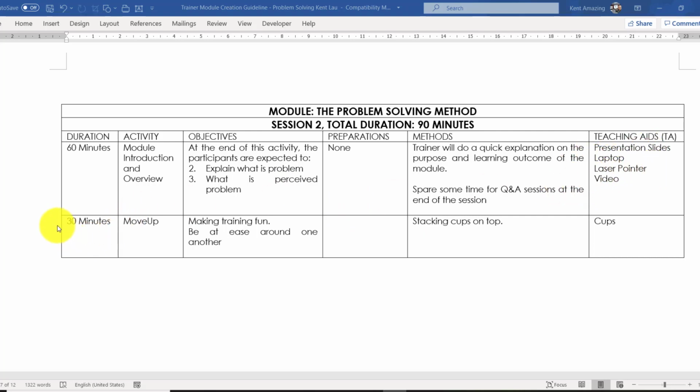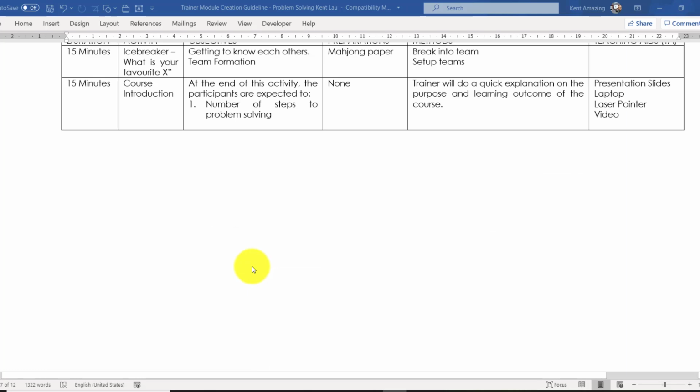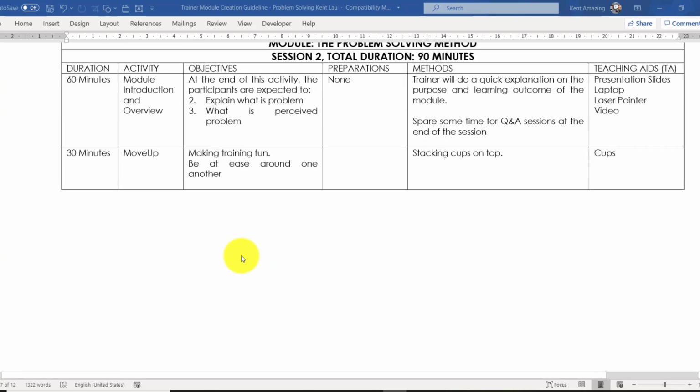The next 30 minutes, or it could be 20 minutes, will be a move-up game. Why? Because it's to make the training fun. The idea is about stacking cups on top of each other, and who gets it fastest. That's why we break into teams in session 1.